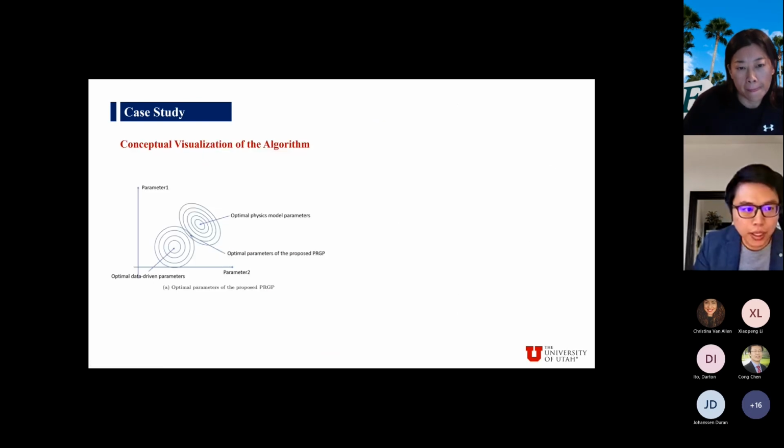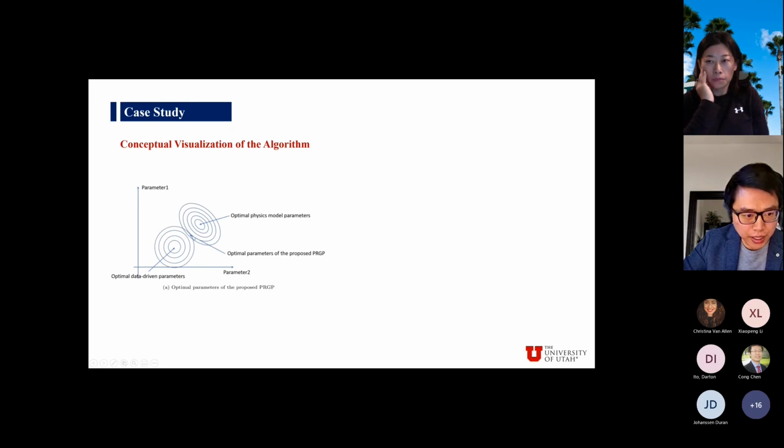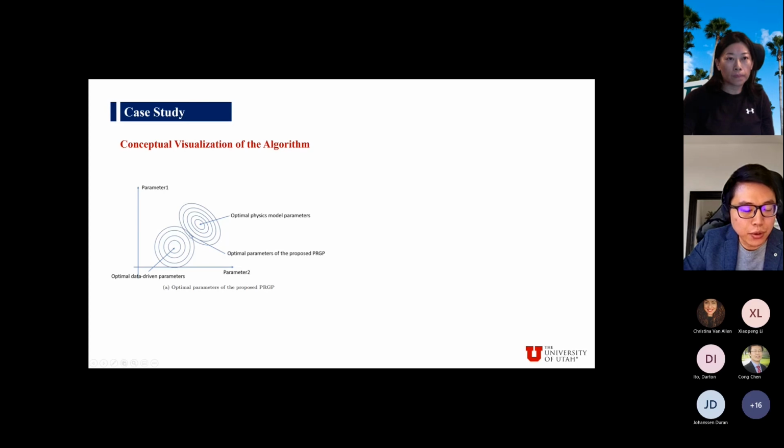So here I just want to use a quick figure to explain the conceptual visualization of the algorithm. Usually if we try to train the hyperparameters, let's assume there are only 2 parameters in the machine learning model. So this is a traditional visualization of the training space. Maybe the data gives you this training space, and the physics model gives you this training space. Then the merging of these 2 training spaces gives you the optimal parameters or hyperparameters of the proposed physics regularized Gaussian process. So it actually finds the balance point between the data and the physics model.